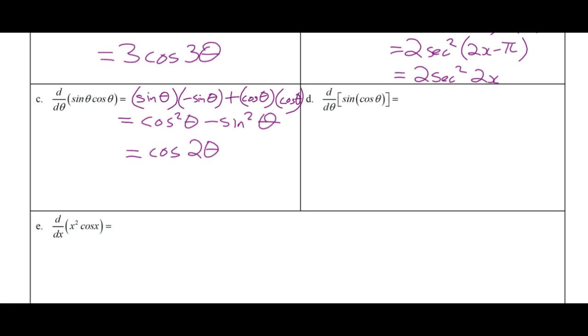Okay, d by d theta of the sine of cos of theta. Okay, which rule? Chain. Okay. Go. Apply the chain rule. So derivative of the outer function with respect to the inner function, times the derivative of the inner function.